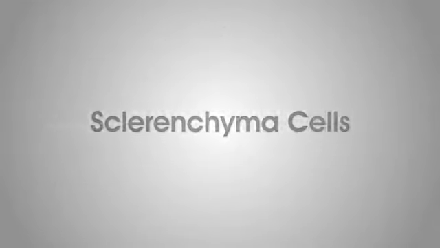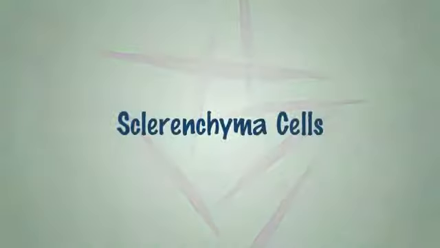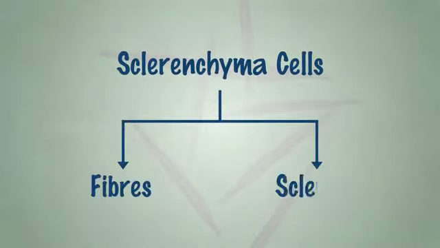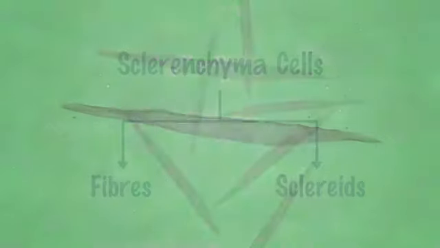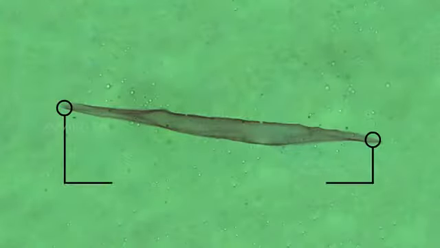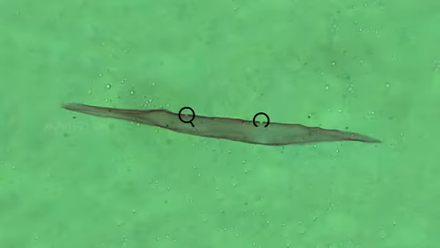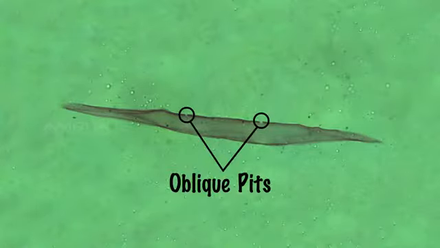Sclerenchyma cells. We can observe that the sclerenchyma tissue consists of thick-walled dead cells. Sclerenchyma cells can be divided into two types, fibers and sclereids. We can observe that the sclerenchyma fibers are elongated and narrow with pointed ends. The adjacent fibers have oblique pits.